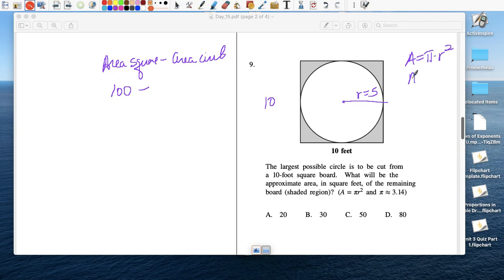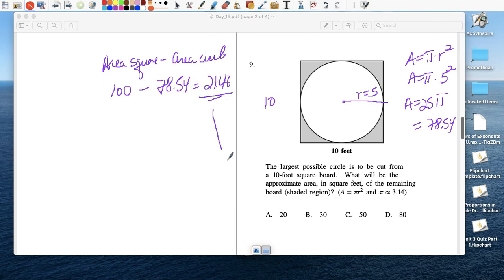Pi r squared, area equals pi times 5 to the second power. Area equals 25 pi. Let's figure out the numerical value for that. It's 78.54. So 100 minus 78.54 is about 21.46. So we got 21.46, right? That's the remainder. So the only one that looks like that is that one.